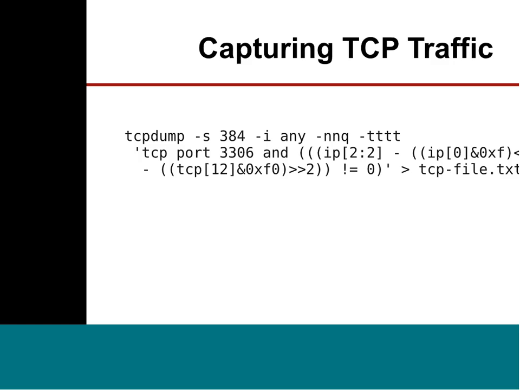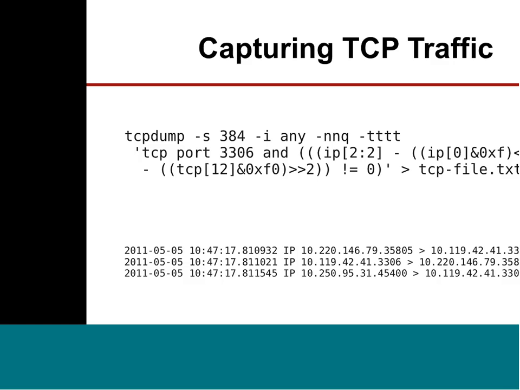Here are the first 3 lines of that file as a sample. Now, the first line begins with a date and timestamp. The first line here was a packet. There's 1 line per packet. It was a packet that arrived on May 5th at 10:47:17 in the morning, and then 810932 microseconds. So there is a microsecond-level timestamp here, and that's created by the -tttt option that I gave to tcpdump above.